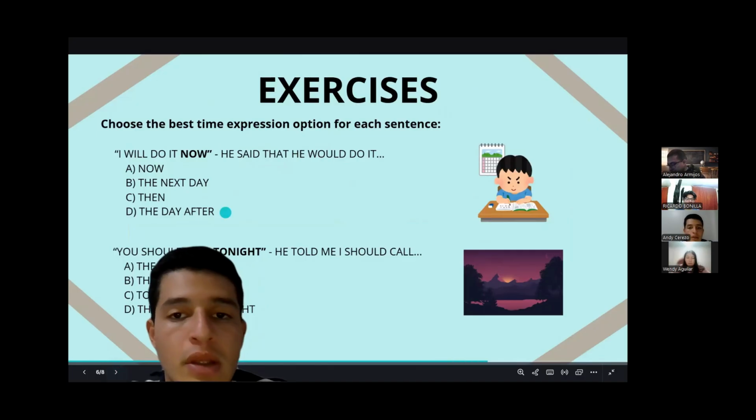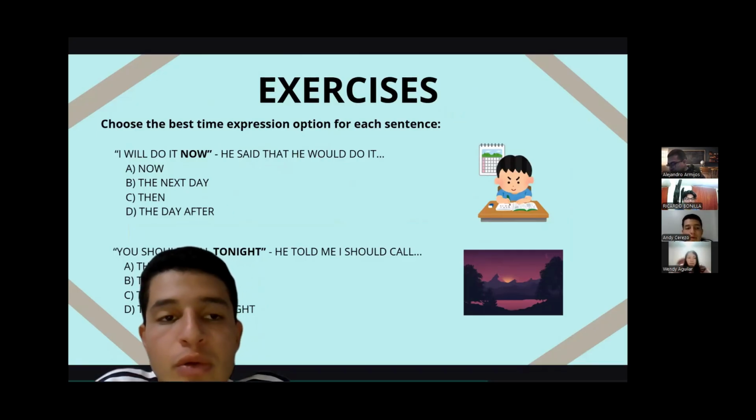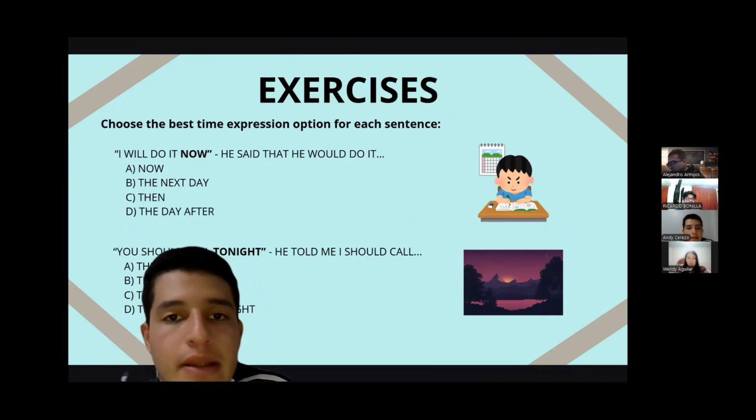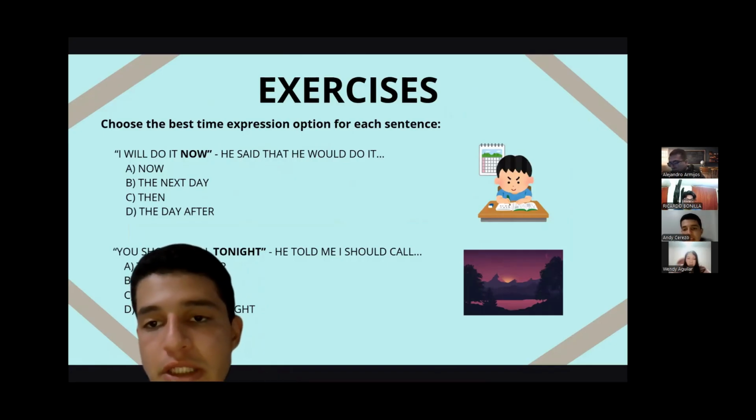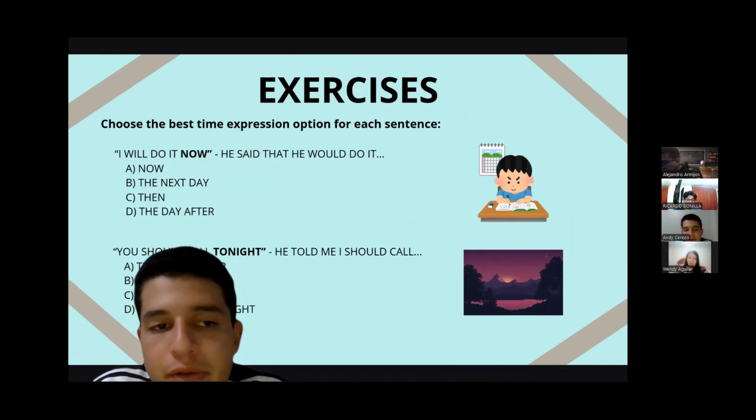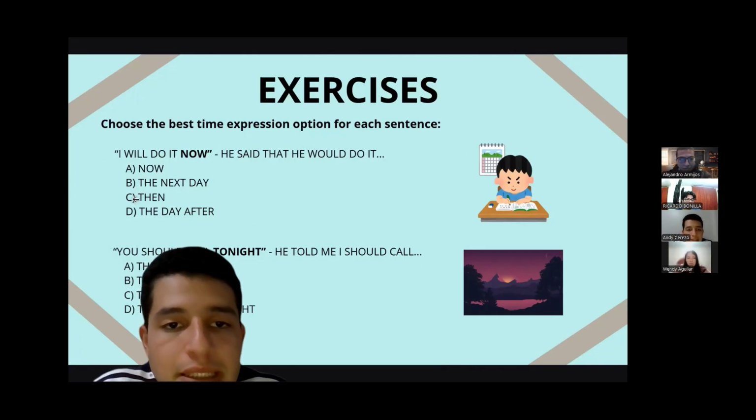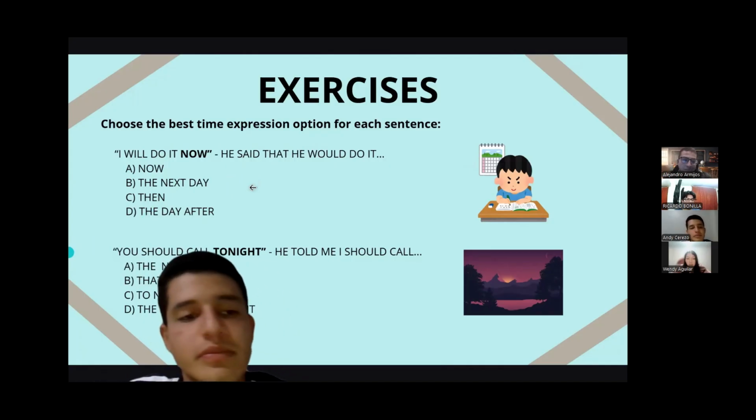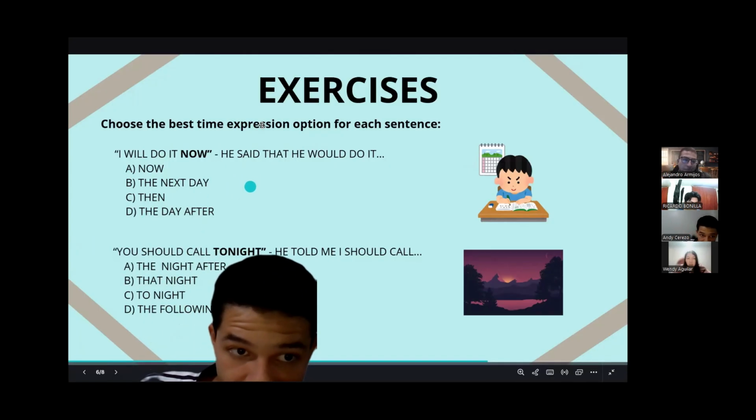A little four-question quiz to practice the knowledge I taught you. The activity is: choose the best time expression option for each sentence. Ricardo, help me with the first sentence. I will do it now. He said he would do it. The letter A, B, C, or D. What is the best option for you? It's letter C. Thanks.